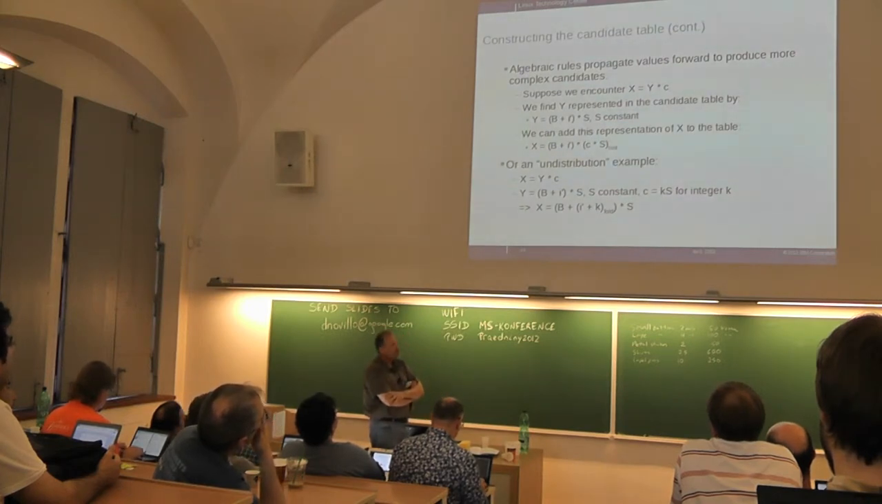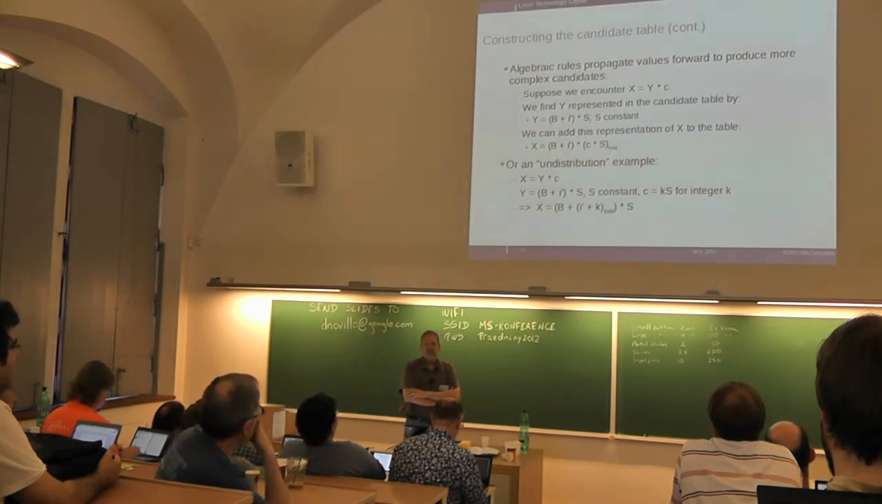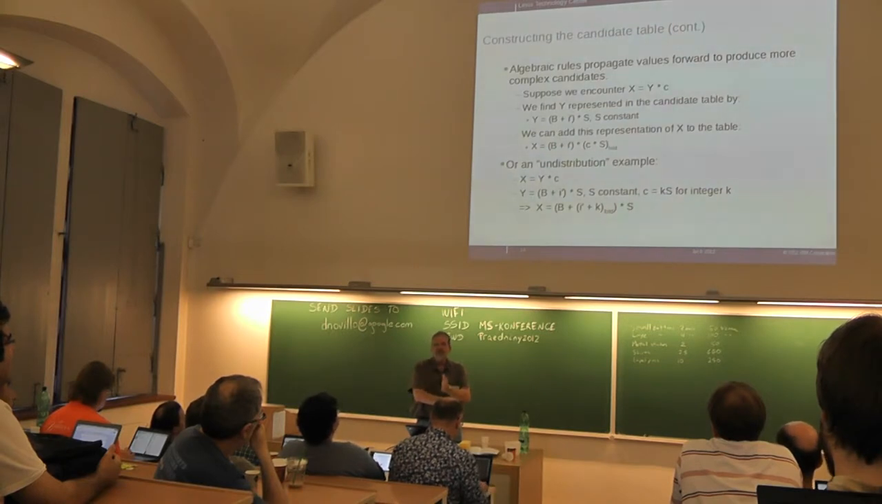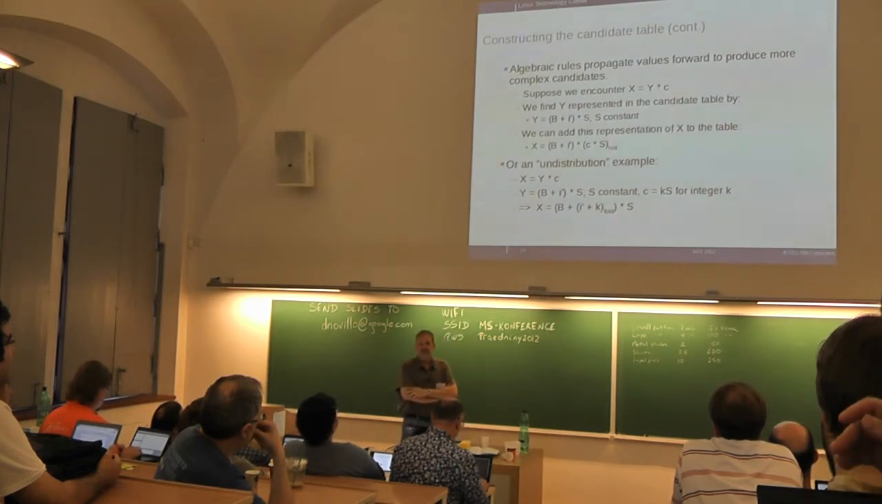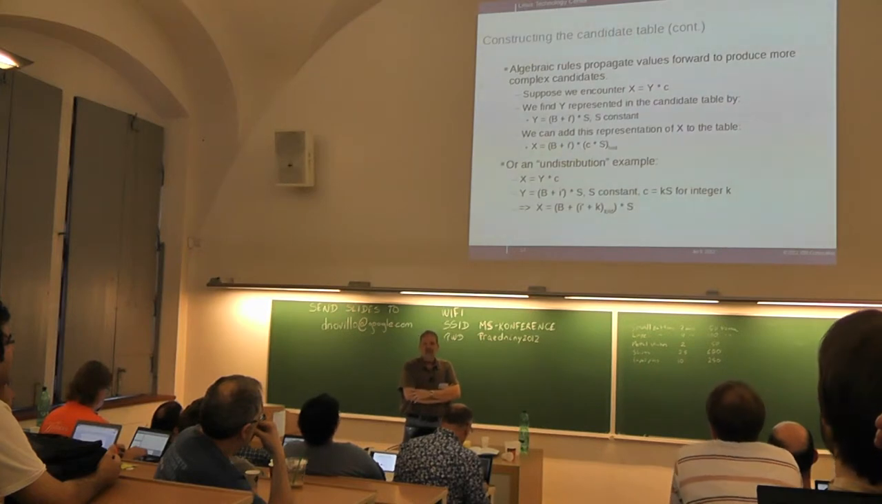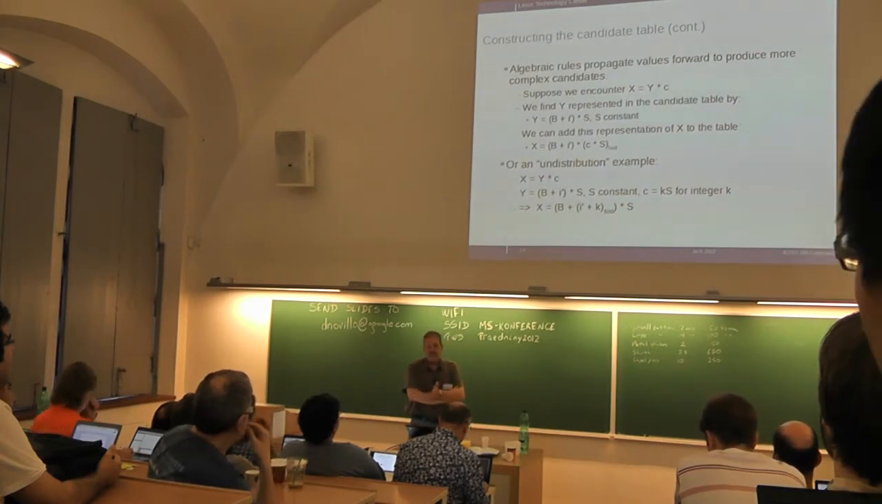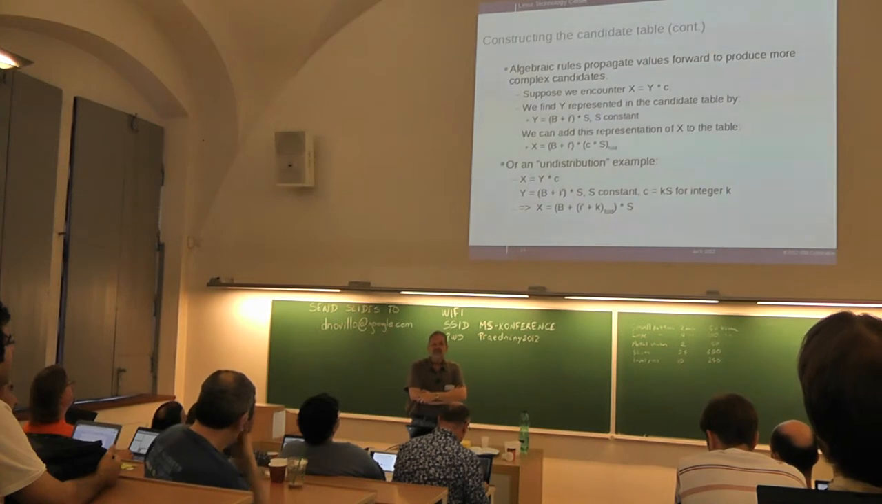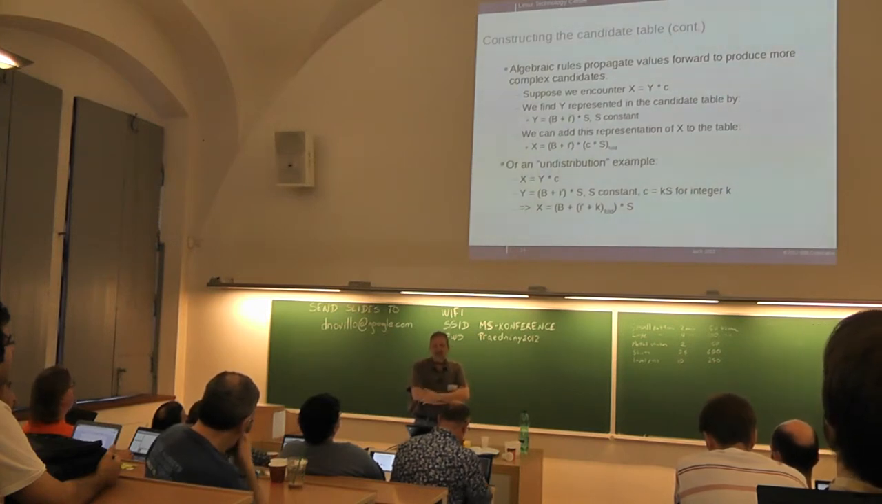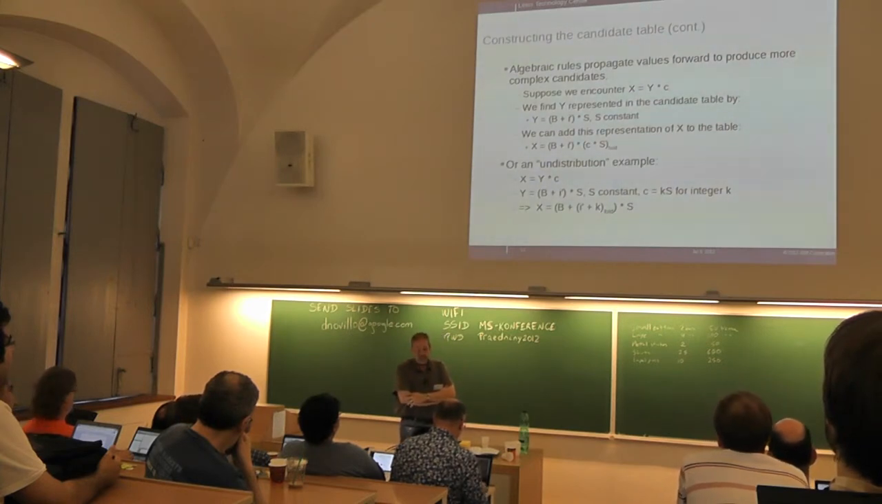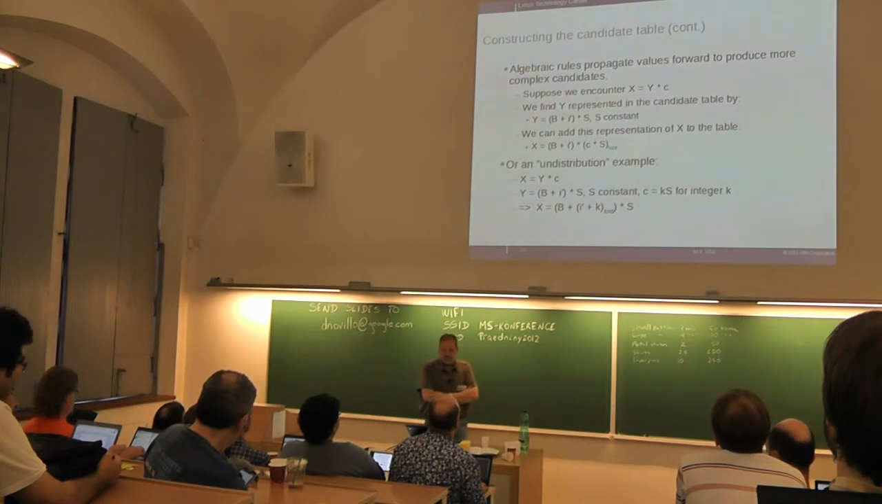So as we encounter things, then we're going to value a number of them in a special way, looking for these kinds of candidates, so that we can use algebraic rules and propagate information forward and make inferences. So one of the most simple things we could do is we've seen something that says x equals y times c, and we go back and look at the candidate table and say, well, what does y represent? And it represents something of the form b plus i' times s, and s is a constant. Well, if we multiply that by c, then we also get a nice representation that fits what we're looking for, because it would be the form b plus i' times the folded value c times s. So lots of little algebraic rules in order to do that as we move forward.